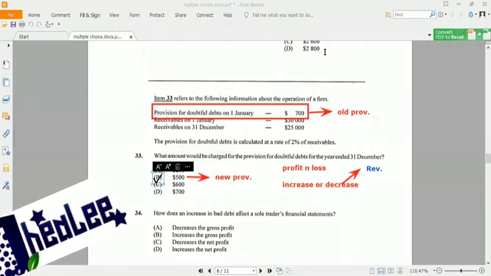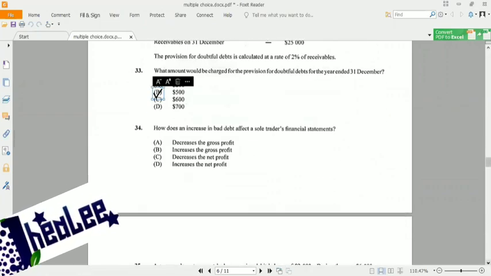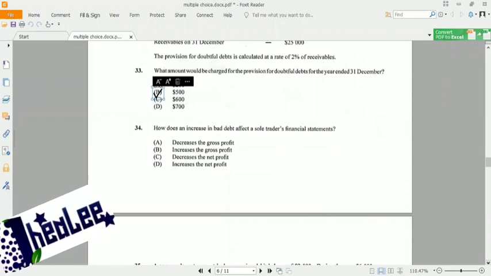So I'm like this when I'm working through multiple choice questions. I don't just look at what the question asks for alone. I tend to include your other knowledge, test your other knowledge as well. So here we go. How does an increase in bad debt affect a sole trader's financial statement?